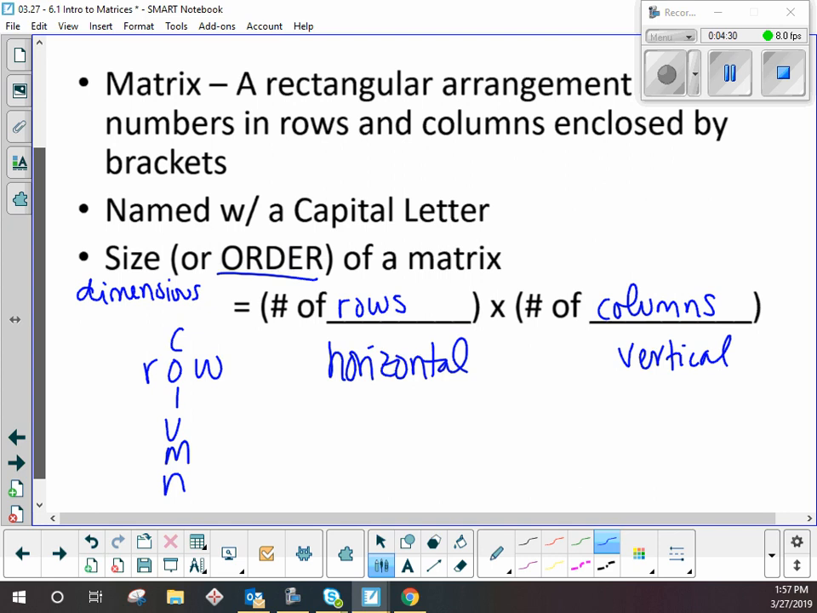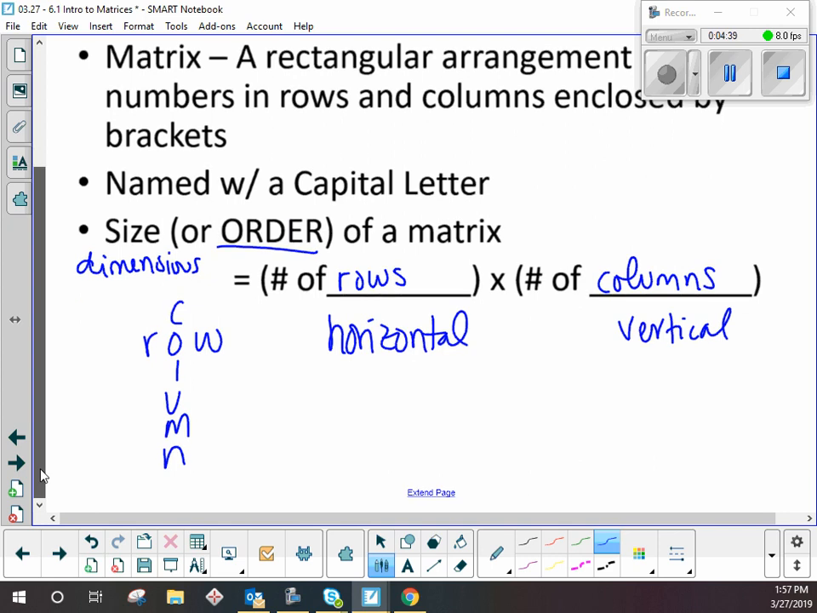And we talk about rows first and columns second when we're talking about the size or order of a matrix. Does anybody need this up anymore? You got what you need?